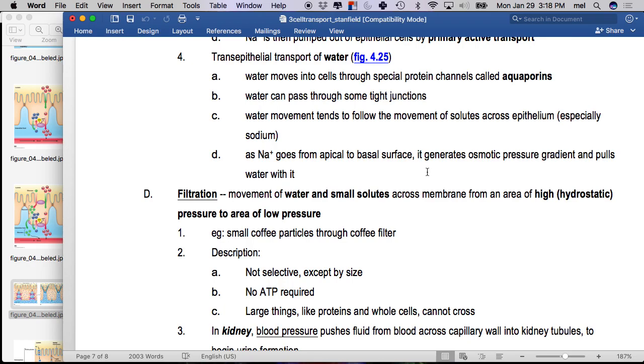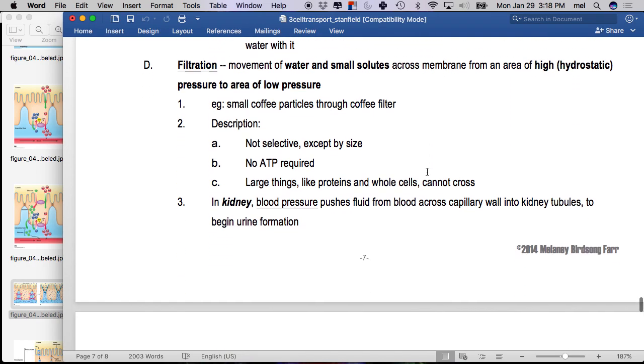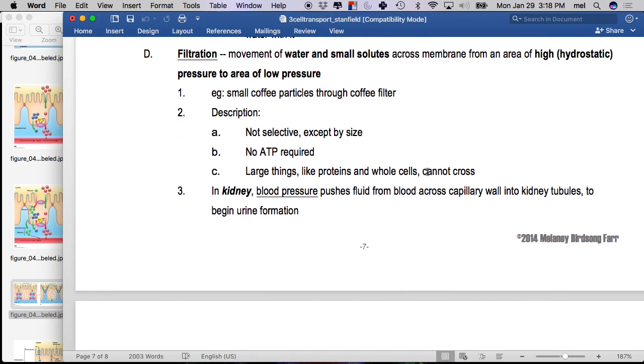So, all right, last one. This one is not in this chapter, but I think it goes in this chapter. They didn't agree with me, so I'm going to do it in this chapter anyway. So, filtration. Filtration is movement of water and small solutes across a membrane, usually an epithelial membrane. But it is pressure-driven, not concentration-driven. Okay? So, let me give you an example of filtration and then a metaphor for filtration.